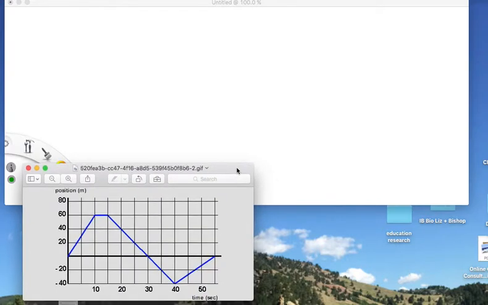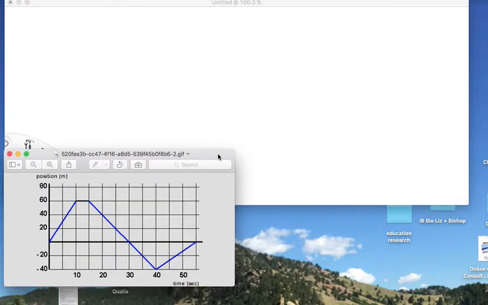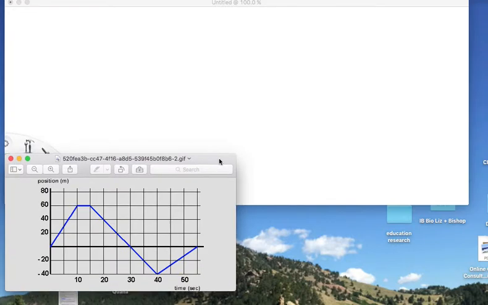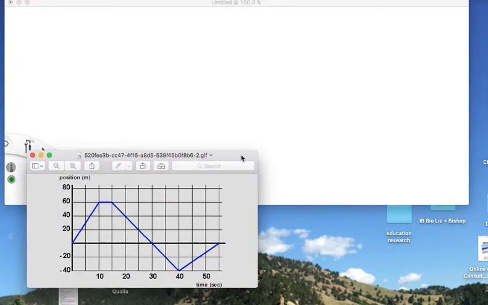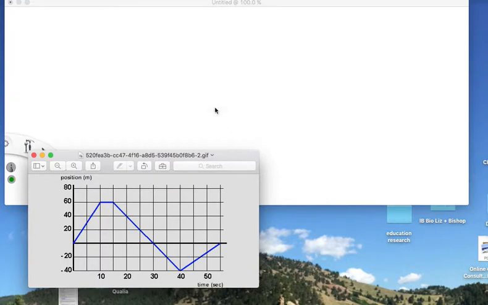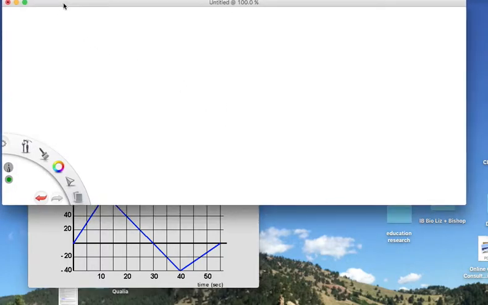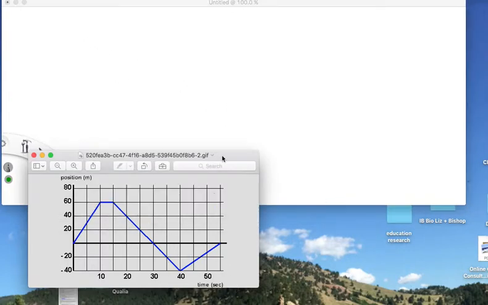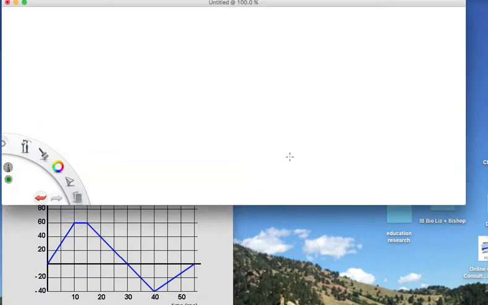You might be thinking, okay, great, that's fantastic, Mr. Sand, I understand that, but how does this relate to the velocity graph? And how does this relate to the acceleration graph? Well, I'm here to answer that. So let's take a look first at the velocity graph.